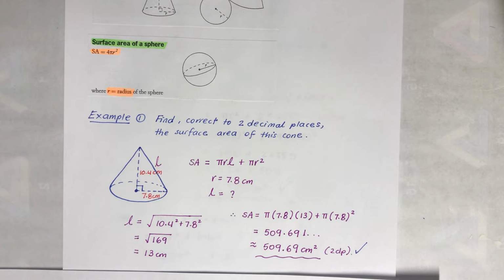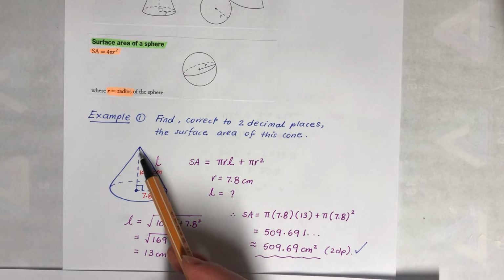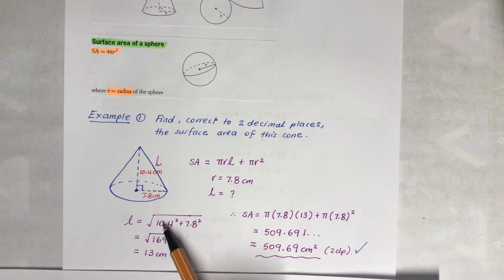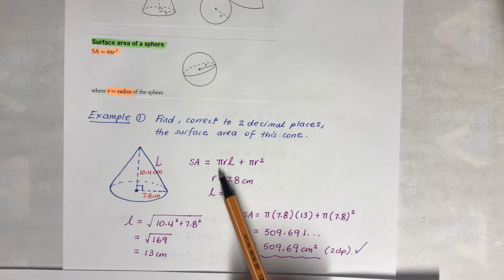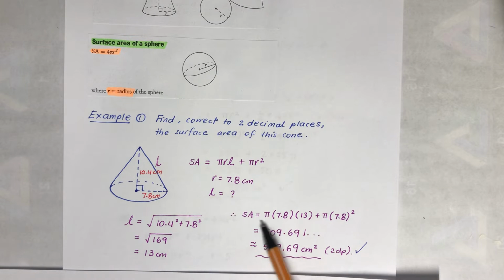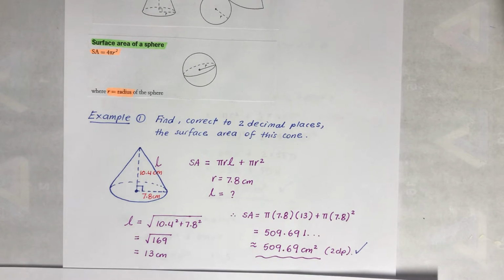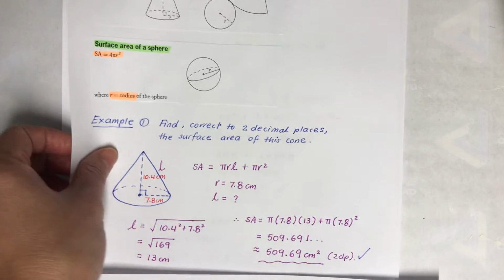Okay, Pythagoras. So I'm going to find L, which is my hypotenuse: 10.4 squared plus 7.8 squared, square rooted. It'll give me 13 centimeters. Now I have L, the slant height. I can use the formula to find the surface area of this cone. So pi times 7.8, that was my radius, times L, the slant height, which was 13, plus pi times r squared, which is 7.8 squared. It's to 2 decimal places, so the answer should be 509.69 centimeters squared. Okay, that's not too bad.